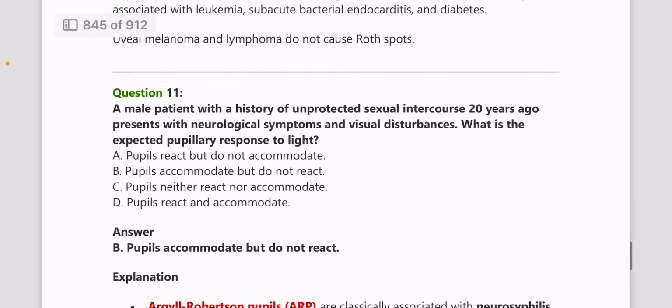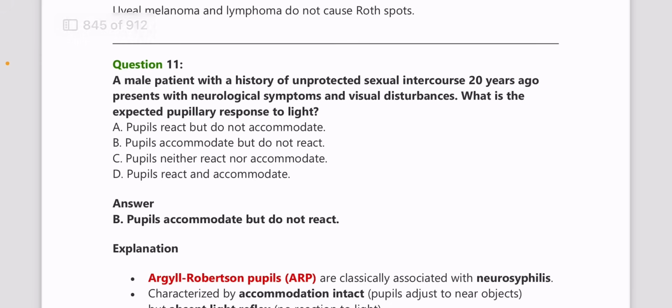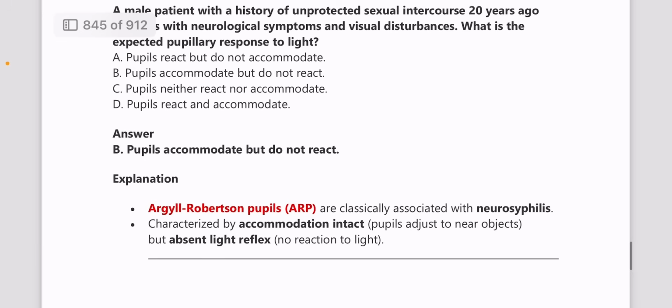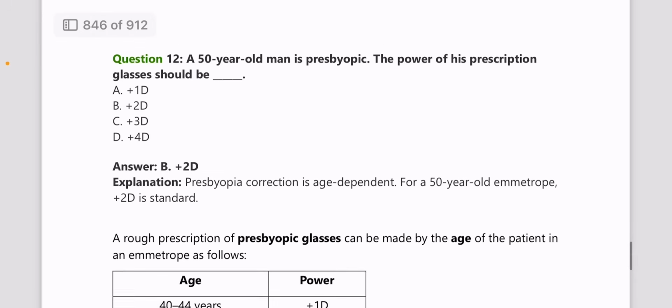Next, a male patient with a history of unprotected sexual intercourse 20 years ago presents with neurological symptoms and visual disturbances. What is the expected pupillary response to light? Answer is pupils accommodate but they do not react. So this is a case of Argyll-Robertson pupil, and classically it is associated with neurosyphilis, and it is characterized by accommodation intact, that is the pupil will adjust to near objects but there will be absent light reflex, so no reaction to light.